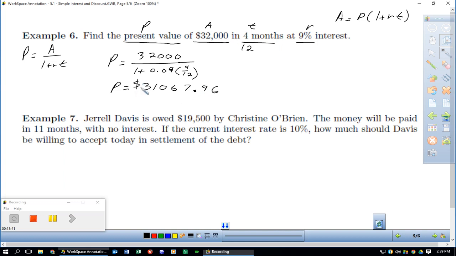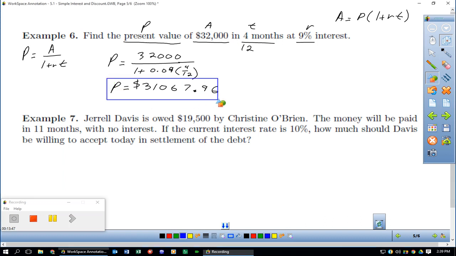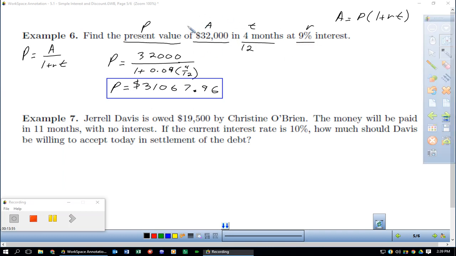All right. Once we round that to the nearest hundredth place, what this means is if you deposited this much into an account for 4 months, getting 9% interest annually, you would get 32,000, or at least something close. Actually, it would be a little bit more than 32,000, because we rounded here. But that's what the present value is: how much you could invest now to get a certain amount later.